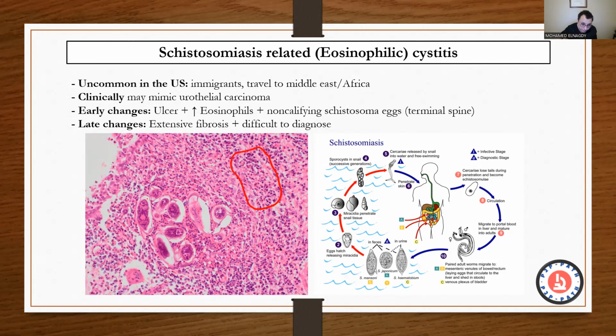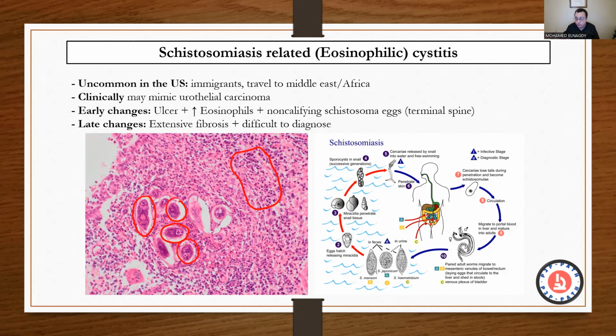And sometimes in the same picture, you will see these eggs. The eggs are usually creating some kind of a nest for themselves, or a cyst, or a kind of a space surrounding the egg, and then they are surrounded by a whole bunch of inflammatory cells, which are mainly eosinophils. These eggs are the eggs of the schistosoma, mainly the type which exists in the urinary tract, which is schistosoma haematobium.